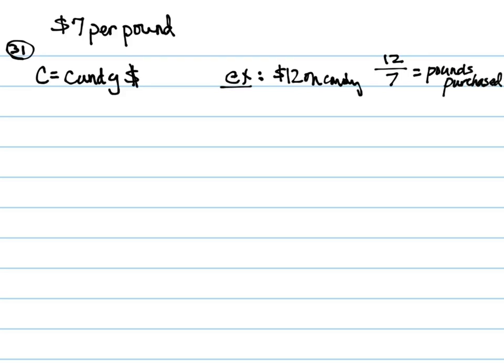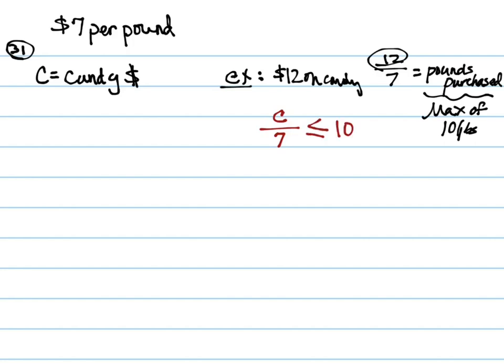And they tell us that there is a cap on how many pounds he will purchase. What is the maximum amount of pounds he'll purchase according to the problem? 10 pounds. So we know that this is capped at 10 pounds. Maximum of 10 pounds. So we don't actually have this 12. That was a made-up number. We have C. So our C should then be divided by 7, and it's at most, less than or equal to 10. Does that make sense?